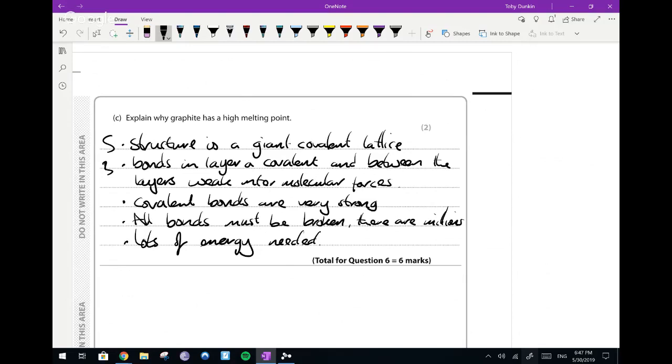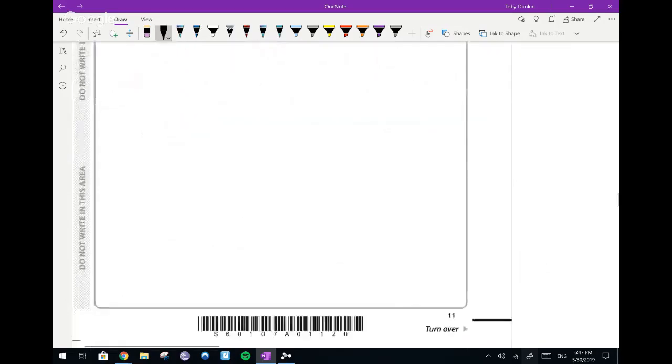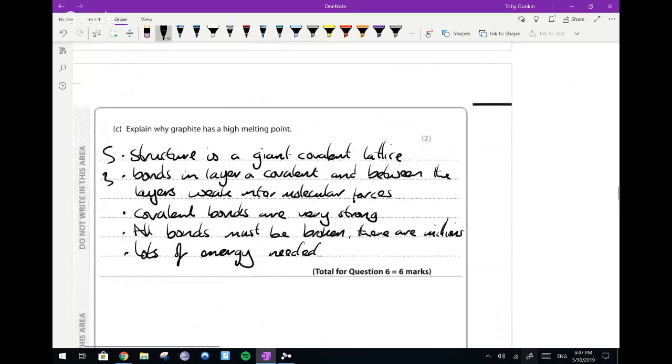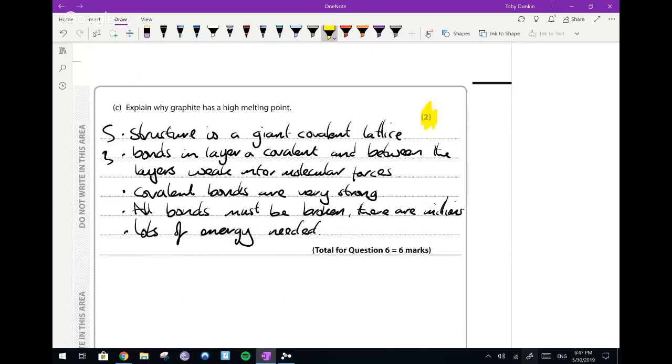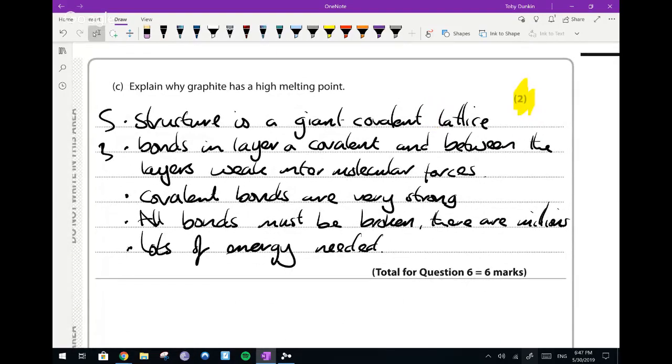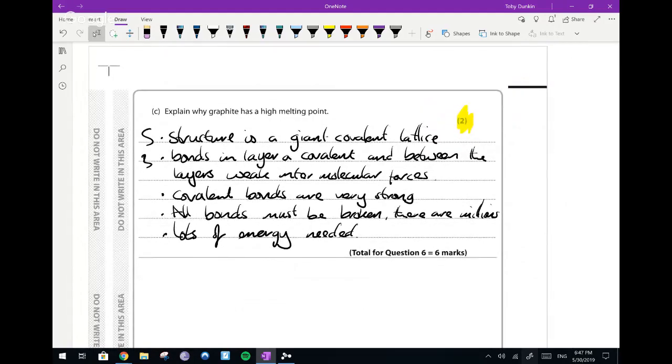Bonds in the layers are covalent. Between the layers are weak intermolecular forces. Covalent bonds are very strong. All bonds must be broken. There are millions of them. Lots of energy is needed. Notice, that's really evil. Look, guys, 2 marks. I have no idea which 2 they want. I've got to give the lot, and I'm not even going to consider it. I'm going to explain it properly and give good chemistry.